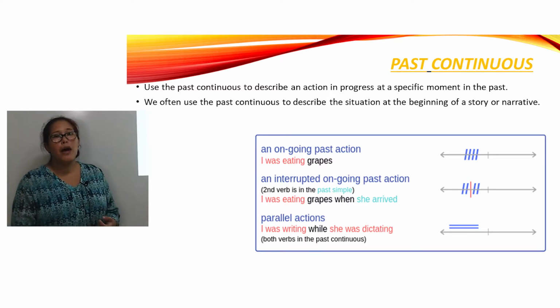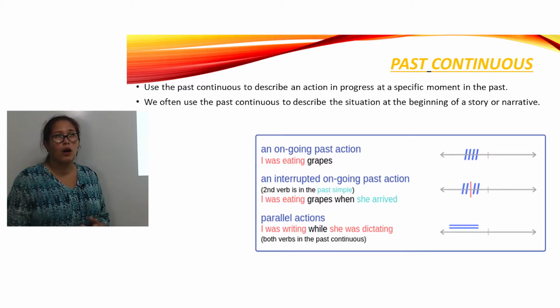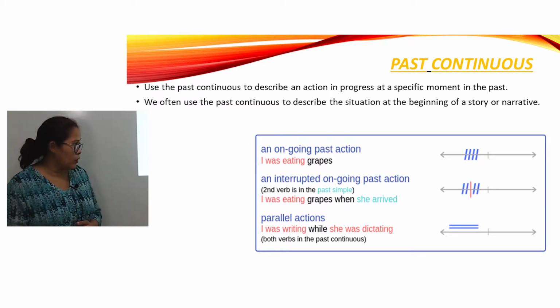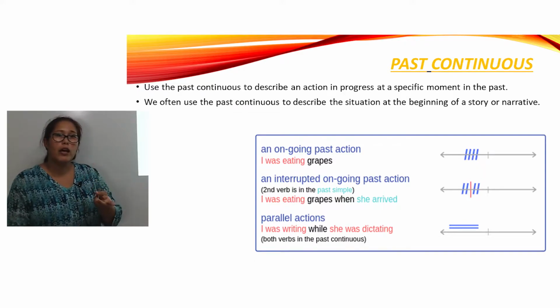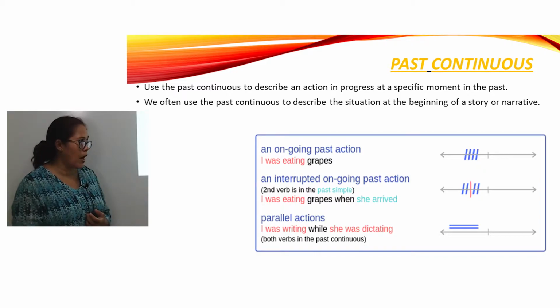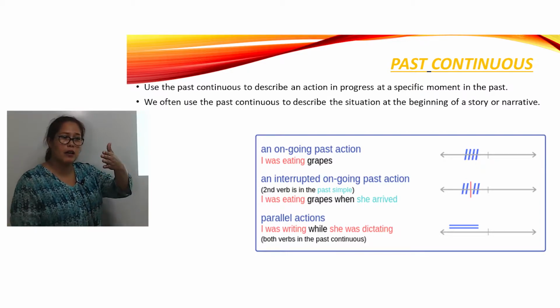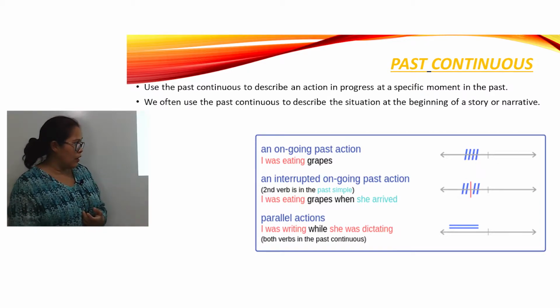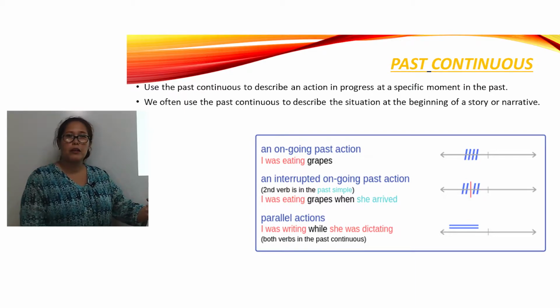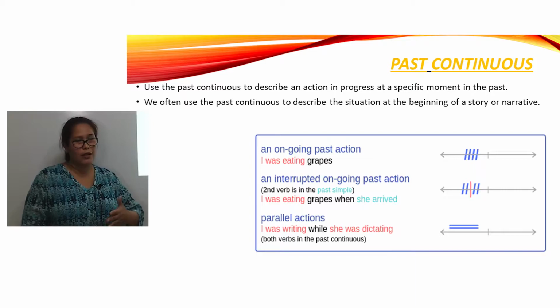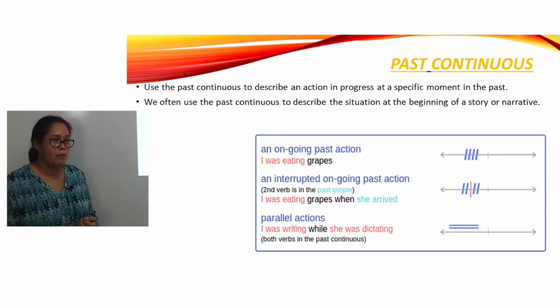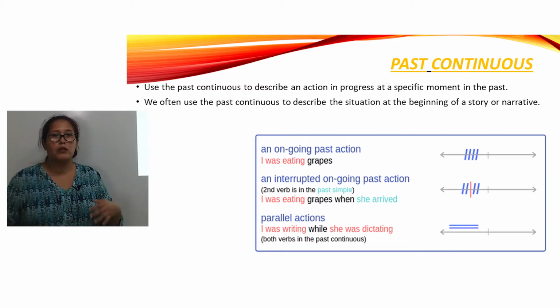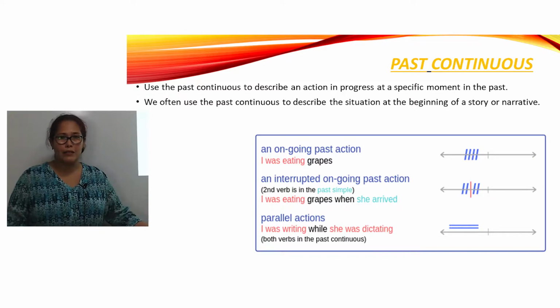The second way that we can use past continuous is for interrupting an ongoing past action. This is the example. The second verb is in the past simple. So we're going to have two verbs working if we use it like that. The first one will be, I was eating grapes when she arrived. The second verb will be in the past. So you see, you have an action that is being interrupted by something else. In this case, I was eating grapes. It was an action that was happening, and then something else happened. What happened? ¿Qué pasó? Mientras yo estaba comiendo uvas, otra acción ocurrió. ¿Qué ocurrió? Que ella llegó. Entonces, la acción que estaba pasando en ese momento es interrumpida por otra acción.